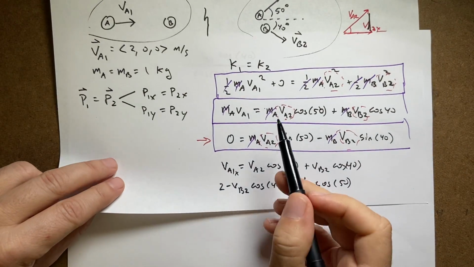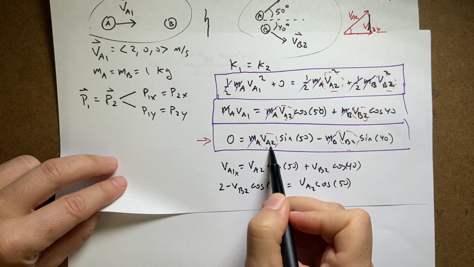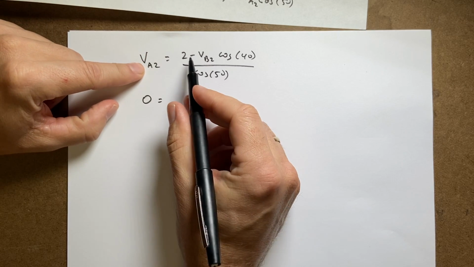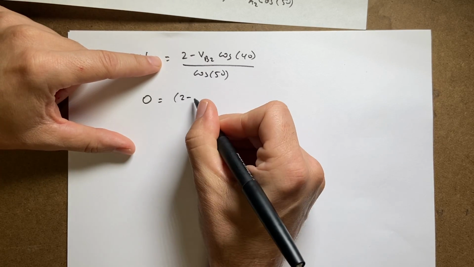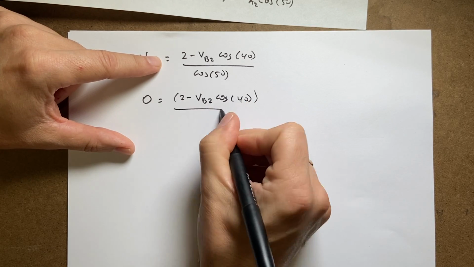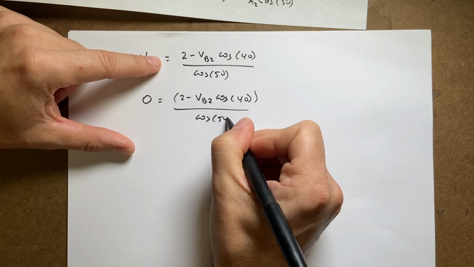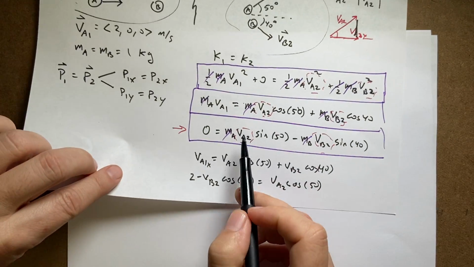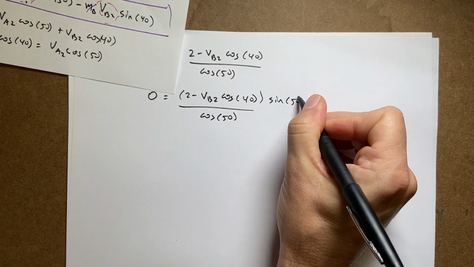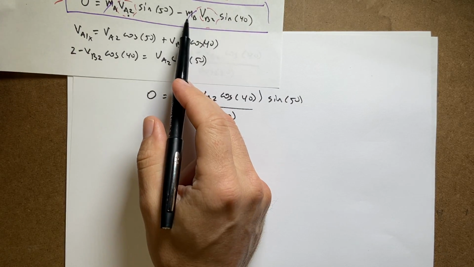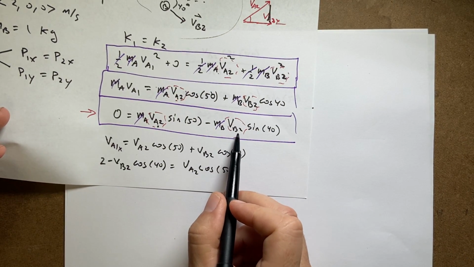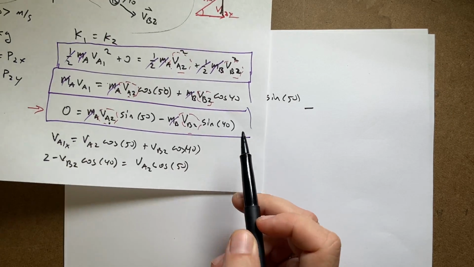Now I can plug that in to this equation. So I get 0 equals VA2, but instead of VA2, I'm going to put this stuff: 2 minus VB2 cosine 40, all of that over cosine 50. That's that part, and I have to multiply by the sine of 50. And then I have to subtract VB2, which I will have right there, sine of 40.